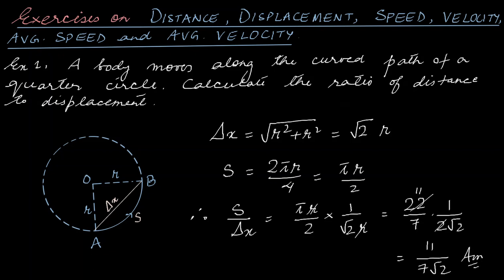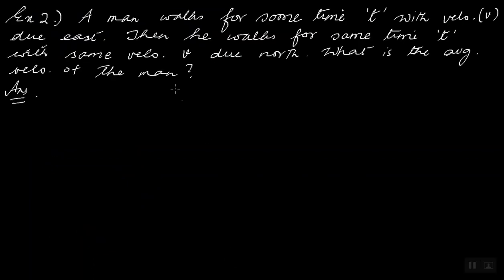So that is our first problem. Let us go to the second problem. In this second problem, a man walks for some time t with velocity v due east, meaning he is going towards the east. Then he walks for the same time t with the same velocity v due north. What is the average velocity of the man?